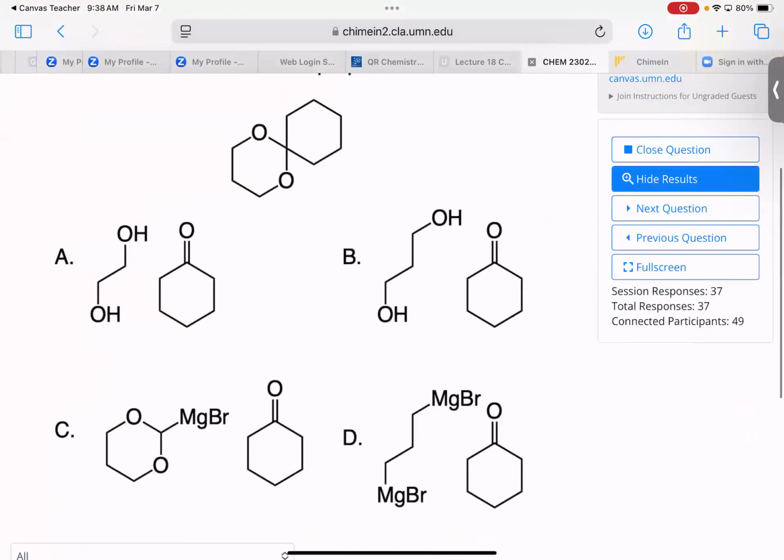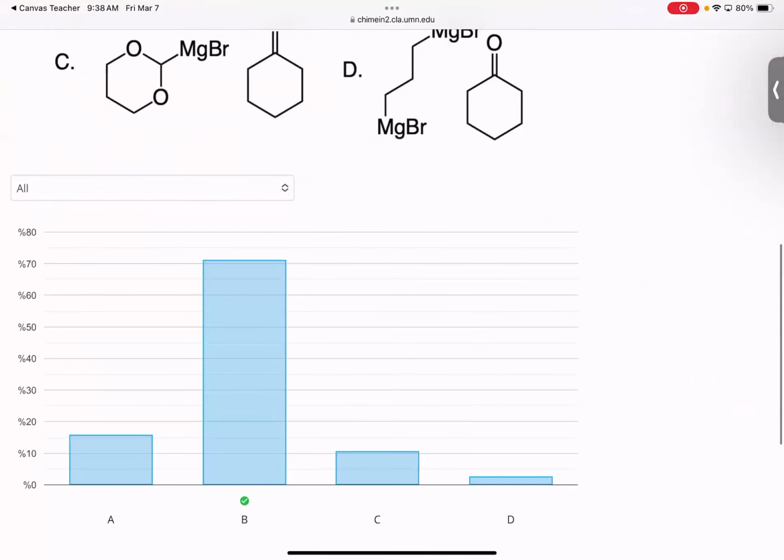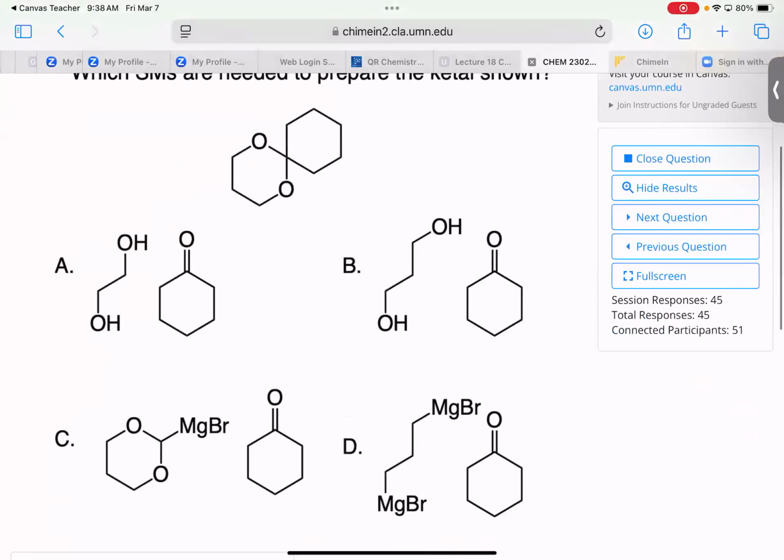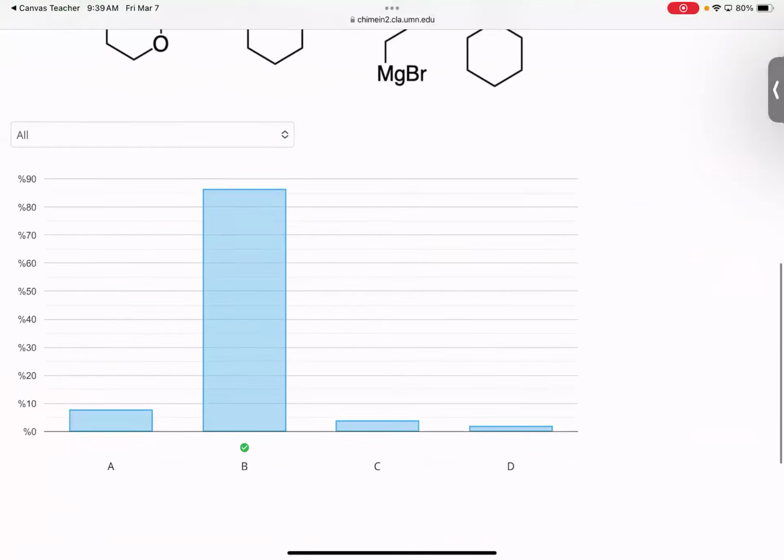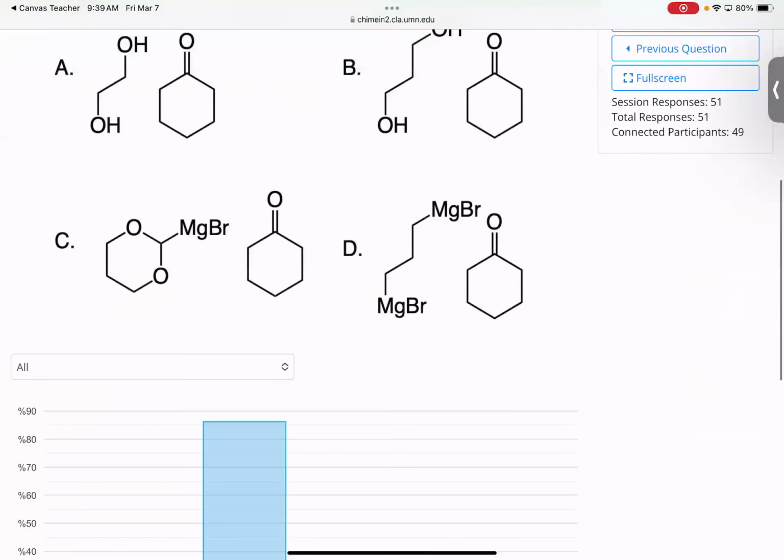Okay, so let's take a look at what people are thinking. We have a lot of answers for B, which is great. In B, we counted the number of carbons attached to our oxygens, and said that there's a 3-carbon linker, and that's what B represents. A would have also given a cyclic ketal, but it would be the wrong number of carbons for that protecting group. These other answers with our Grignard reagents would give us some alcohols left over, but it wouldn't protect our ketal. So I really like that people are recognizing that carbon linker length is really important.